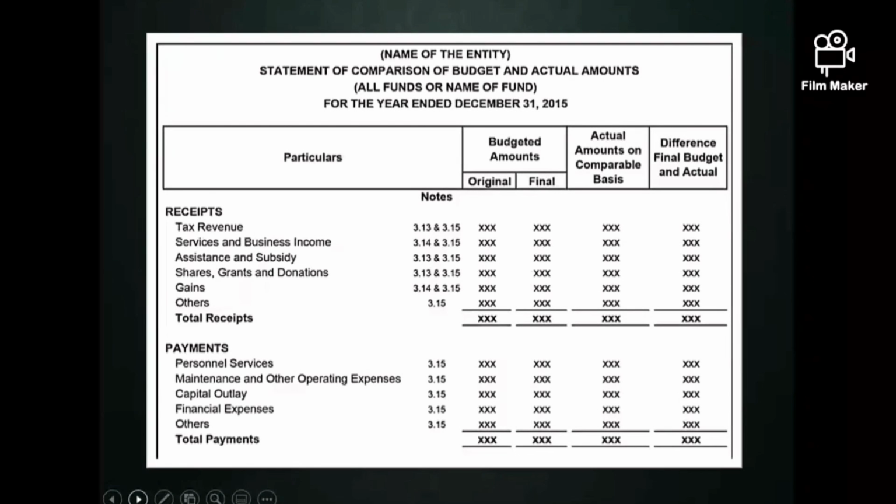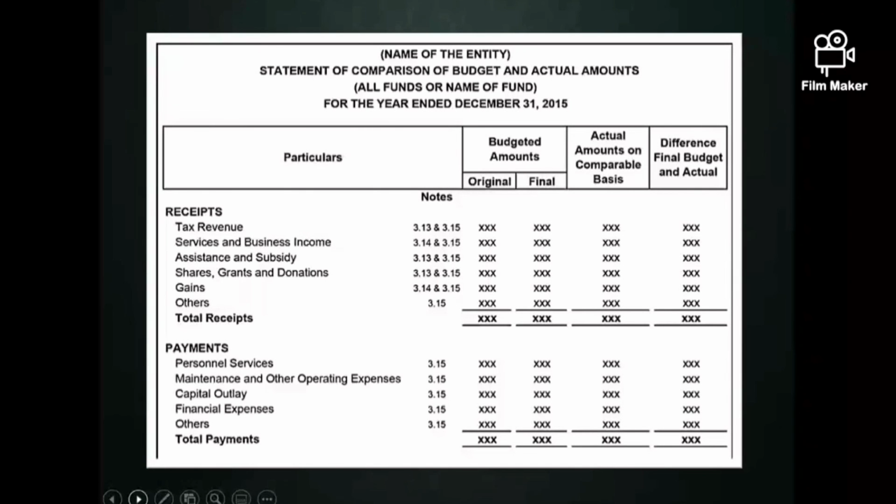So, ngayon, ano yung itsura po ng statement na to? Ito po yun, name of the entity, name of the component of FS, name of fund, and then the reporting date. So, makikita mo yung particulars dito, receipts and payment or disbursement, income or disbursement. So, meron tayong budgeted amount, meron tayong original and final. Meron tayong actual amount and then difference or variance.